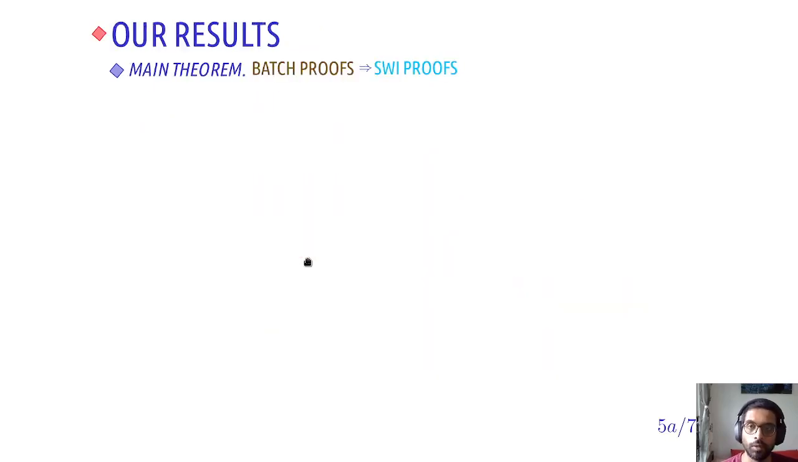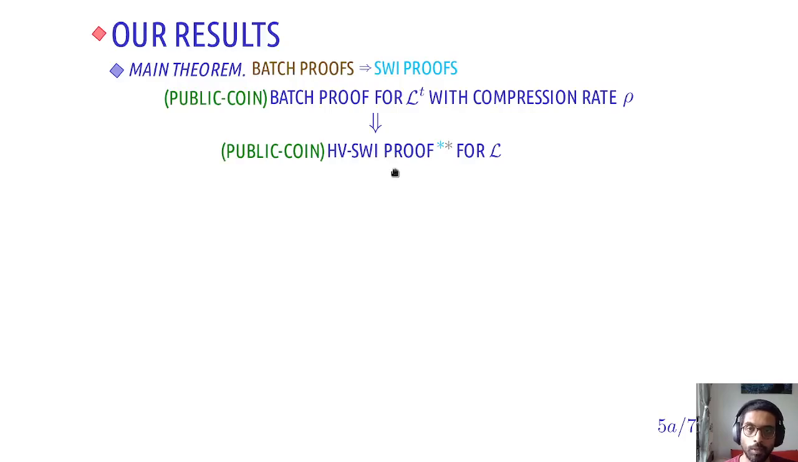So let's see our results in slightly more detail and slightly more formally. Our first result says that batch proofs imply SWI proofs. So what does this mean? If you have a batch proof for the batch language L^T with compression rate rho, then it also has an honest verifier SWI proof. And our construction is such that if the starting protocol is well defined, so is the resulting protocol.